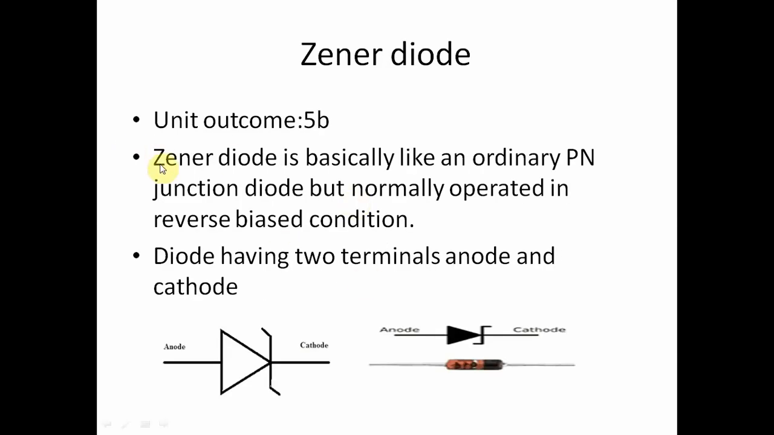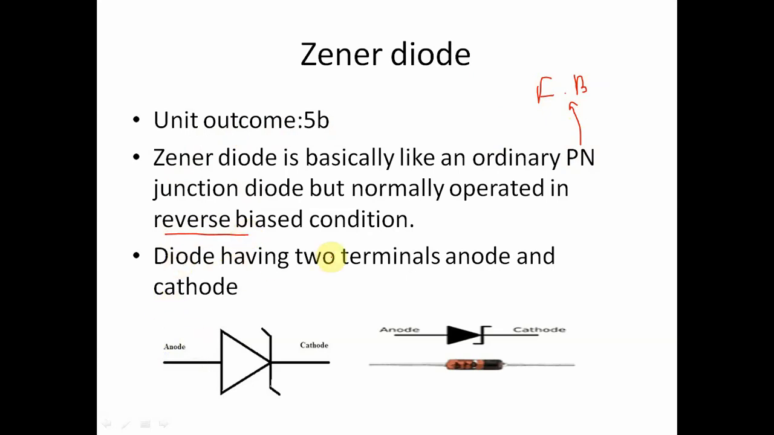Now we will study the meaning of Zener diode. Zener diode is basically like an ordinary PN junction diode but normally operated in reverse bias condition. We already know that a PN junction diode is operated in forward bias condition, but in which condition is the Zener diode operated? Zener diode is operated in reverse bias condition.